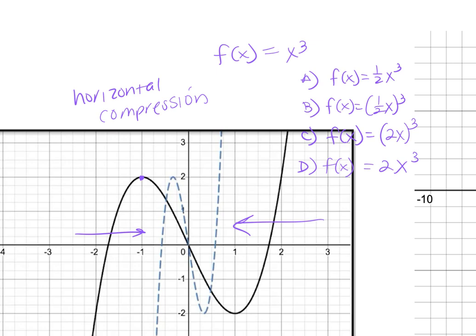So what causes a horizontal compression? The number has to be where? Inside. And if it is shrinking from the sides, what's happening to my x values? They got compressed. They got smaller technically, but with my horizontal compression, I flip it, which means the answer here is C, because that's the one that's going to cause a horizontal compression by the reciprocal of that, which is 1/2. Does that make sense?